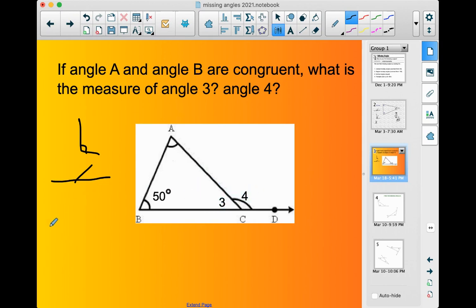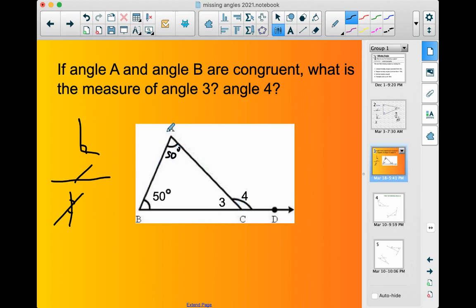Okay, I don't see any vertical angles. Remember, vertical angles look like that. There are two lines intersecting, they're across from each other. I don't have that happening here anywhere. Okay, I do have a triangle. So in this triangle, I'm told that this angle is 50 degrees. I'm also told angles A and B are congruent. They're the same, which means this is also 50 degrees.